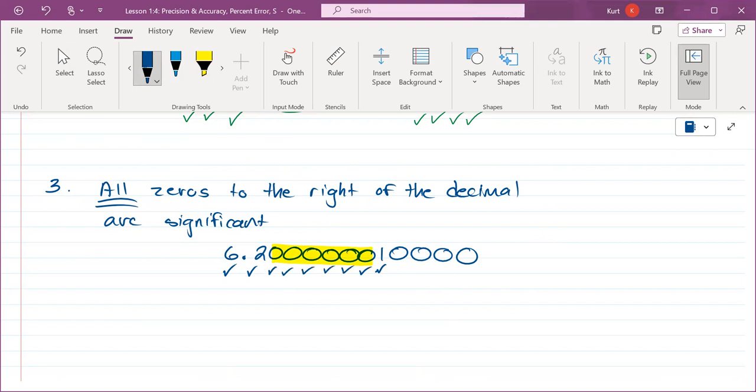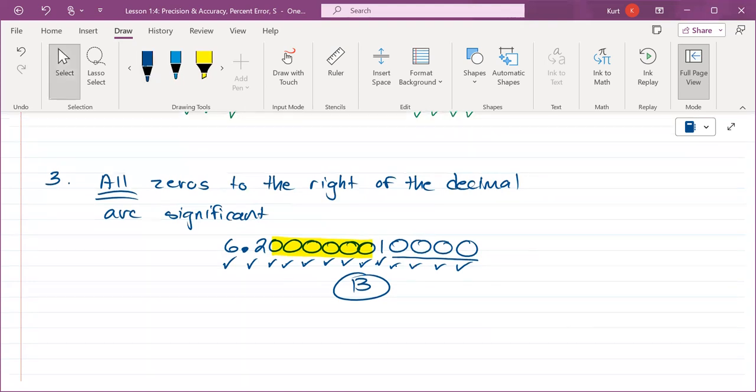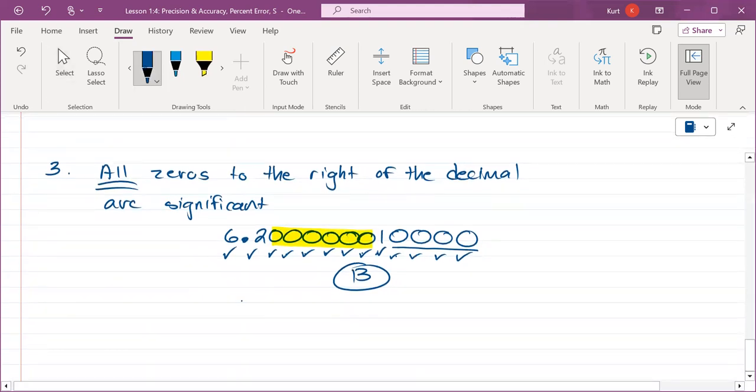And then here comes rule 3, Kaylin. All zeros to the right of the decimal are significant. Are these zeros here to the right of the decimal? So are they significant too? Yes, they are. So how many sig figs are in this number? 1, 2, 3, 4, 5, 6, 7, 8, 9, 10, 11, 12, 13. Hopefully you'll never have to deal with something that crazy. Here's something a little more manageable. 6.20 grams. Kaylin, how many sig figs are in that number? 3.